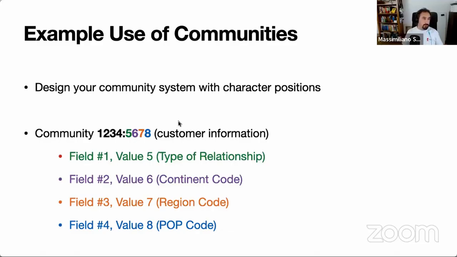Here we go. So this is an example of how you could use communities with specific tags and colors. This is with normal communities. With large communities, it becomes even easier because you have a much bigger address range to use.